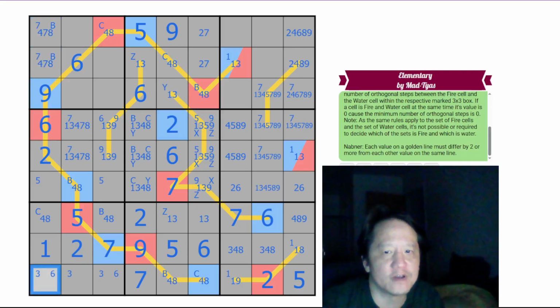This can't be 5, so where's the 5 in column 1? It must be there, which makes that a 3. This can no longer be 3, so where's the 6 in this box? It has to be there, which forces that to be 9. That means this can't be 9 here.